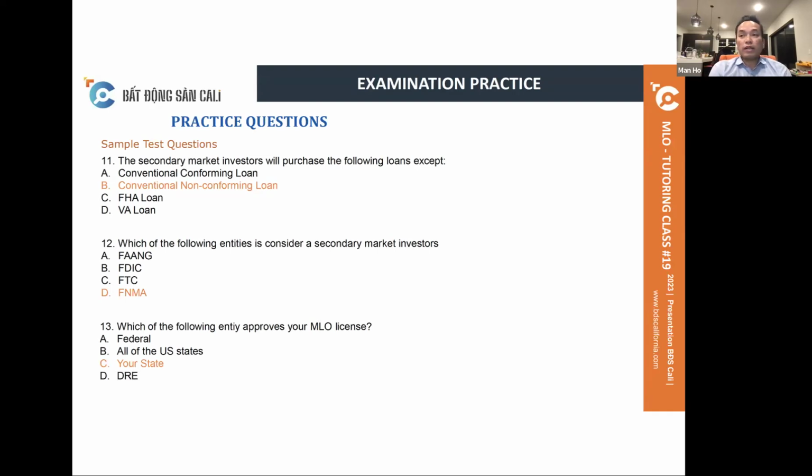An MLO license is approved only by your state. California approves a California MLO. Texas cannot approve a California MLO, and California cannot approve a Texas MLO. So the state where you practice, where you apply for the license, approves your license.